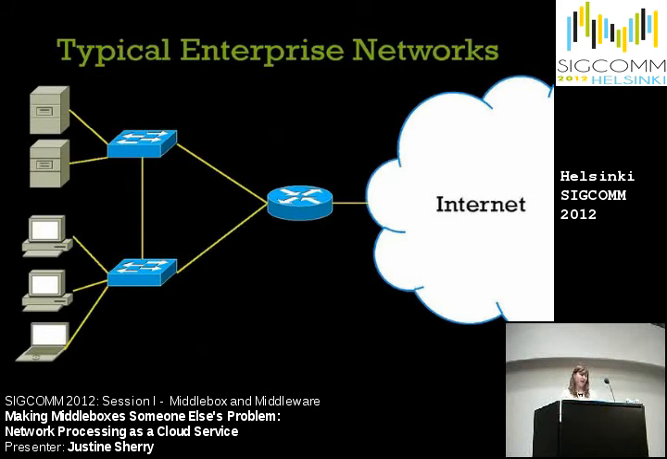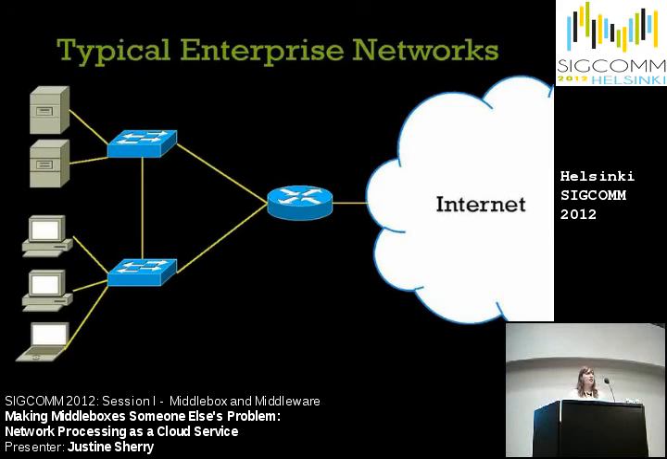So to start, let's just talk about typical enterprise networks. You have some number of end hosts, desktops, laptops, user-facing devices. And then you have some number of servers, maybe running the company website in a small local data center. All of these devices connect to the network by a number of switches, and the switches connect to a router, which connects the enterprise to the outside world, the internet.